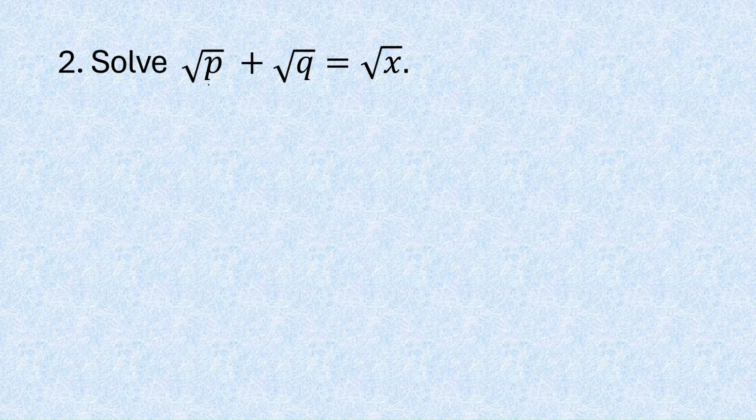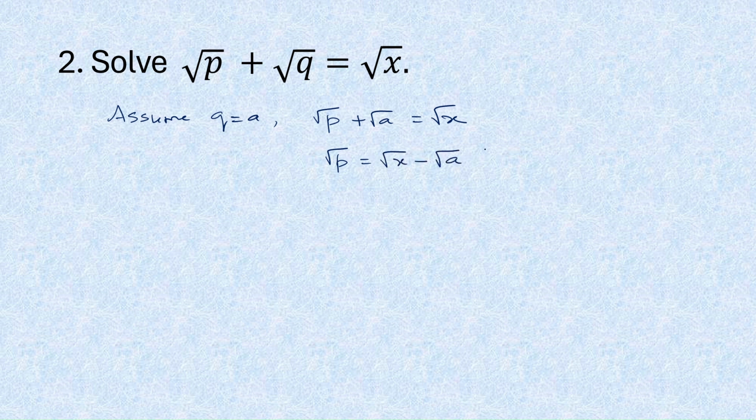Now moving to the second question, root p plus root q is equal to root x. Let us assume q is equal to a, so that root p plus root a is equal to root x, or otherwise root p is equal to root x minus root a. Now to remove the square root, squaring on both the sides, we have p is equal to root x minus root a the whole square. Opening the bracket, it gives you x plus a, because root x whole square is x, plus root a whole square is a, minus 2 times root a into root x.